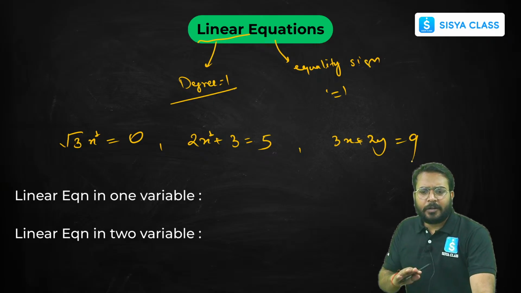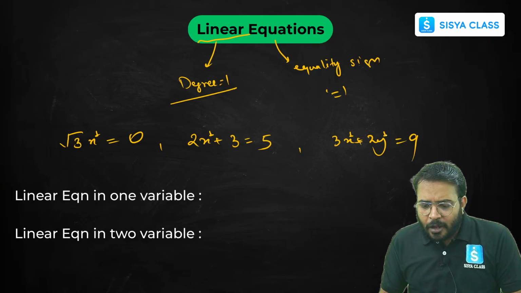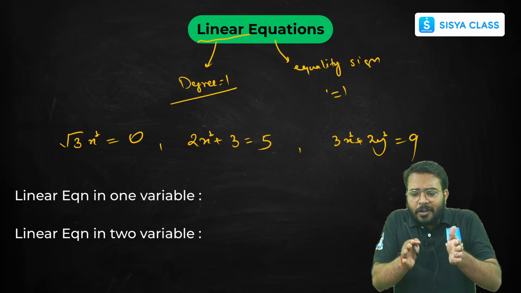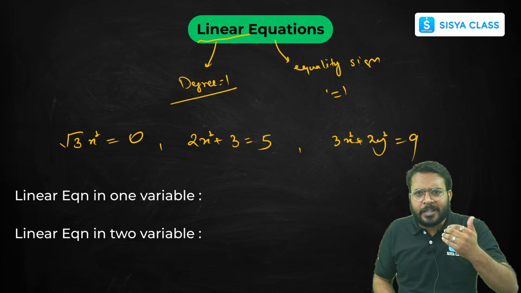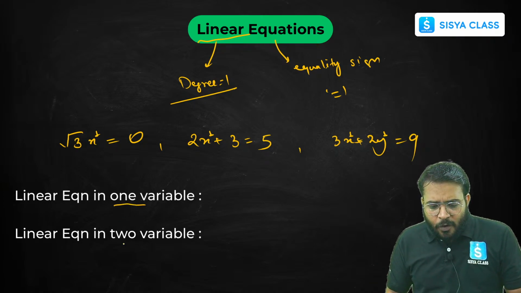Here you can see the highest power of your variable is 1, which is called the degree. That means the degree of this equation is 1 and it has one equality sign, so it is a linear equation. Now there are two types, whether it is a linear equation in one variable or two variables.